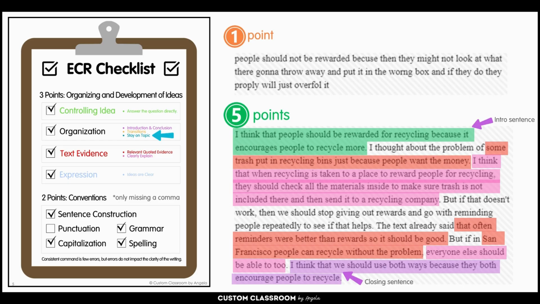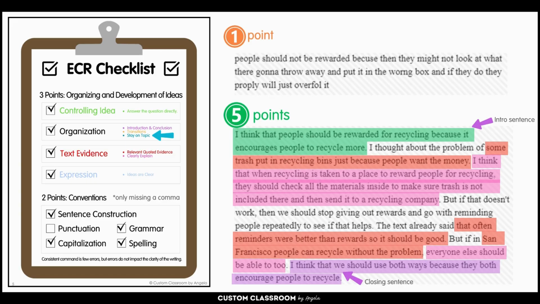But if that doesn't work, then we should stop giving out rewards and go with reminding people repeatedly to see if that helps. The text already says that often reminders are better than rewards, so it should be good. But if in San Francisco people can recycle without the problem, everyone else should be able to too. I think that we should use both ways because they both encourage people to recycle.